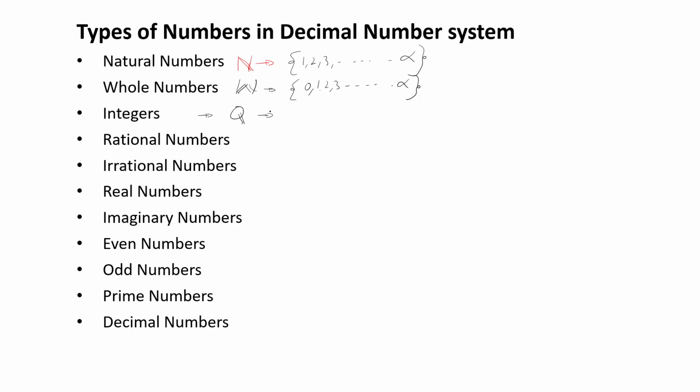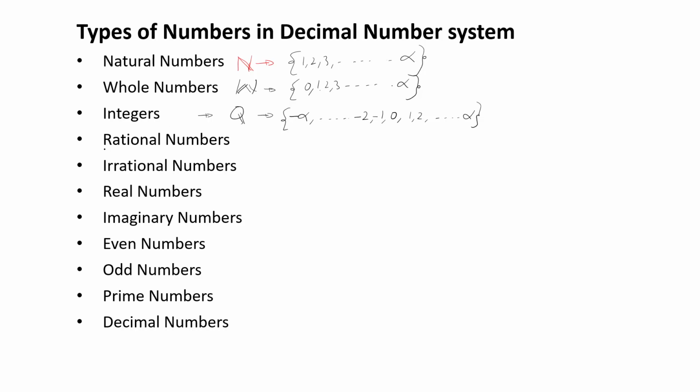Now coming to the integers, which we can designate with Q. What do integers mean? Natural numbers and whole numbers are on the positive side only, and all the numbers are positive. Now with integers the negative side also comes into the picture. If you start with minus infinity and so on, minus 2, minus 1, 0 and 1, 2, 3 and so on to infinity, then this set of numbers is called integers.